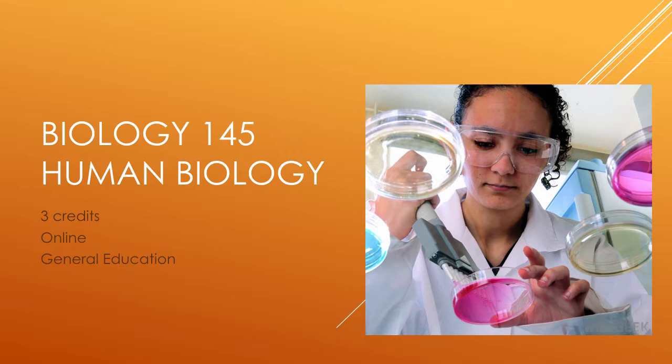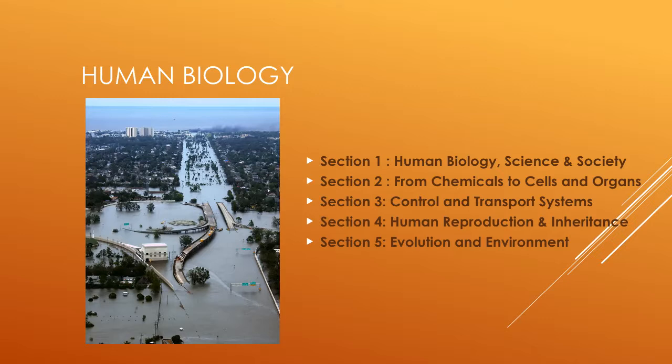We'll be talking about a wide variety of topics that are scientific and will have a natural science approach and affect humans. In effect, we're going to use humans as the study animal to explore some scientific topics. Our course will be divided into 5 sections. The first section is human biology, science, and society. The second takes us from the levels of chemicals to cells and to whole organs of the human body, and so it discusses the organization of the human body.